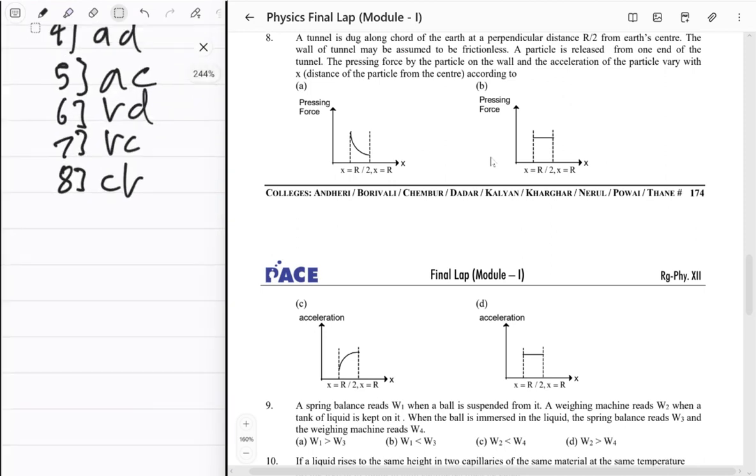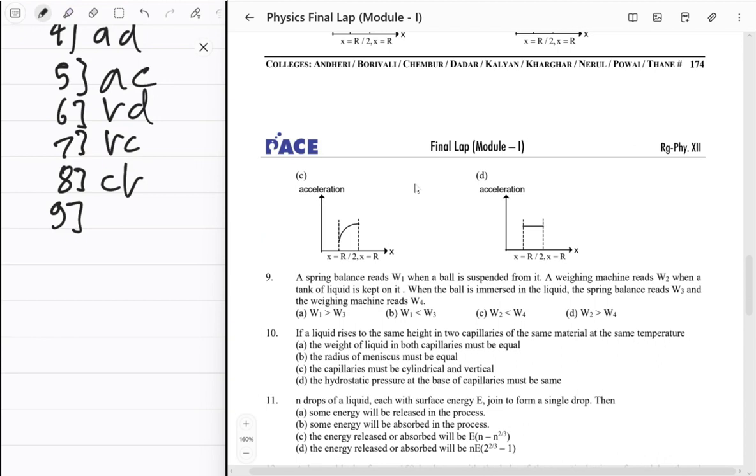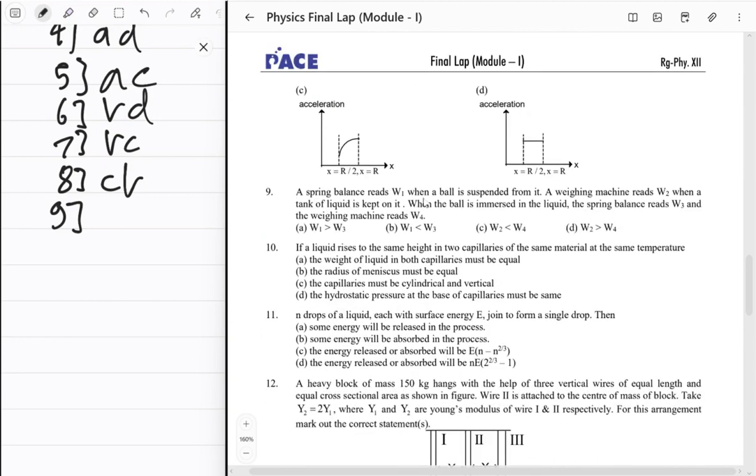9th. This is new and also good, in fact. A spring balance reads W1 when a ball is suspended from it. A weighing machine reads W2 when a tank of liquid is kept on it. When the ball is immersed in the liquid, the spring balance reads W3 and the weighing machine reads W4. W1 when the ball is suspended from it: okay, so that will be the true weight. Weighing machine reads W2 when the tank of liquid is kept on it: okay, so the weight of the liquid.